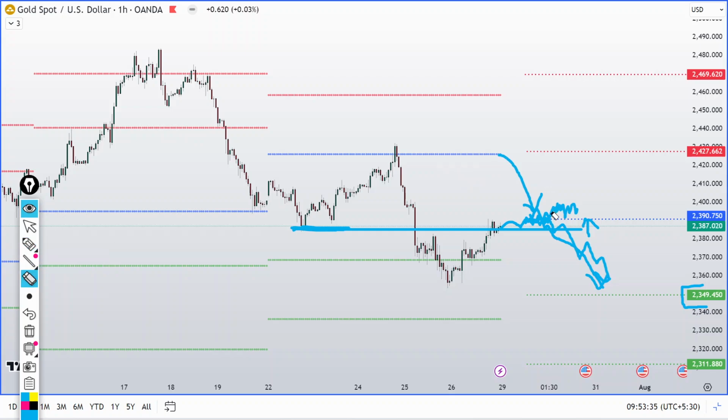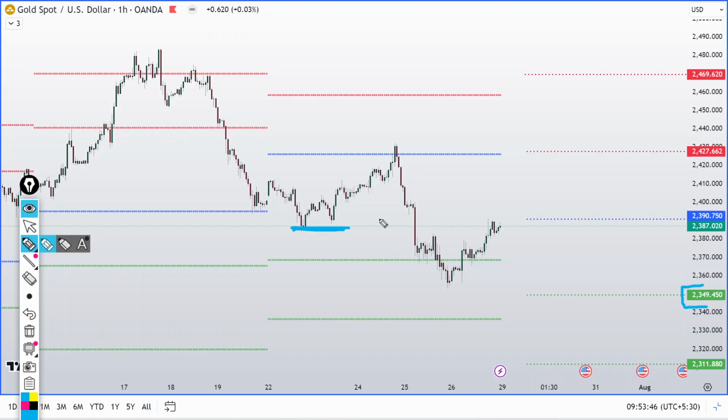So if price is able to sustain above this level, around this level, so if price breaks out from the weekly pivot on the 1-hour time frame, and if we see good confirmation, then we can look for buying opportunities toward higher levels, and this is the weekly resistance, but this is the only support. But if price stays above this, then we can look for buy opportunities.